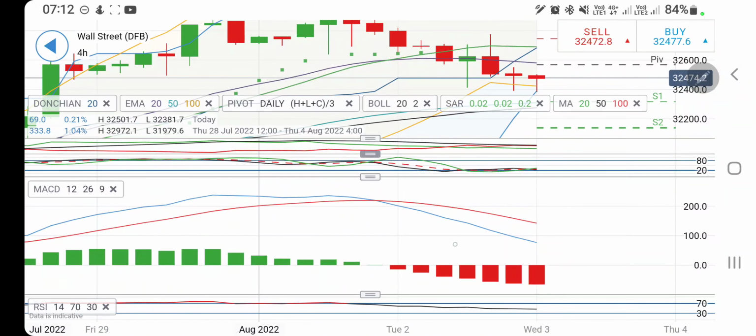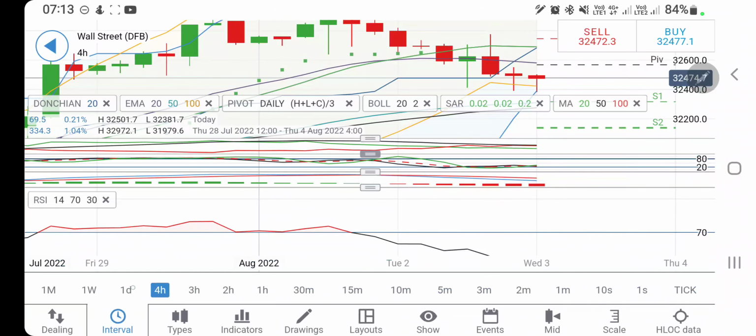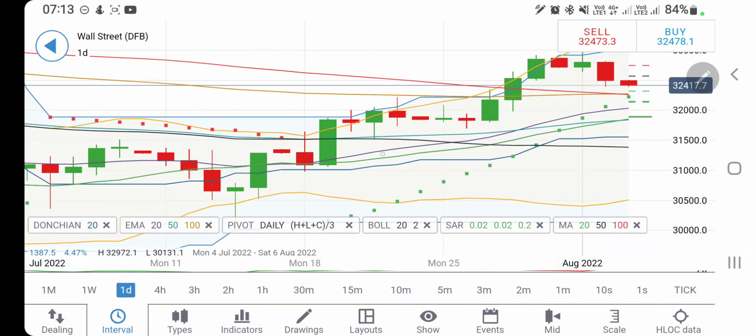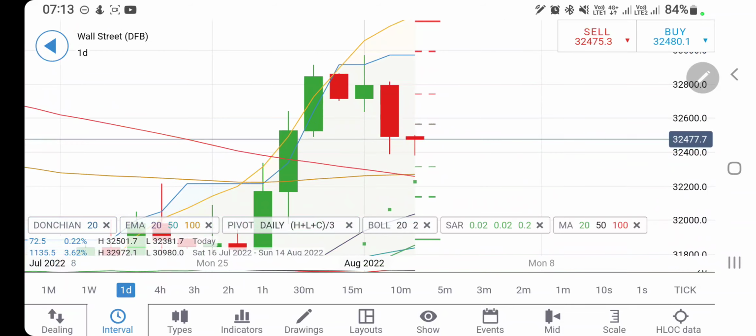Stochastic is looking downwards, though it is already at bottom. MACD is divergent and bearish. RSI is trading flat. And similarly, if you look at the daily charts, 32,400 is giving the support. 32,500 may provide it a resistance. So in between 32,400 and 500, do not trade.